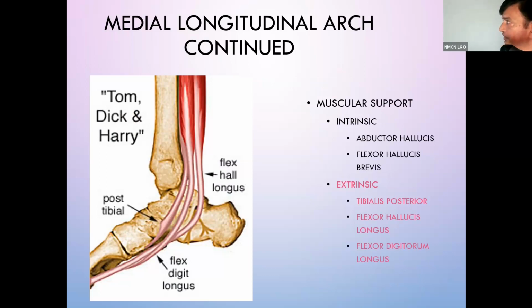So the extrinsic muscles are the tibialis posterior, flexor hallucis longus, and flexor digitorum longus. All these three tendons go down and attach to the tarsals, causing string-like support to the arch from the medial side.